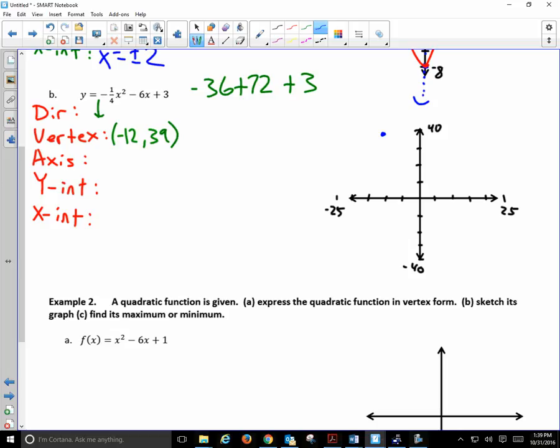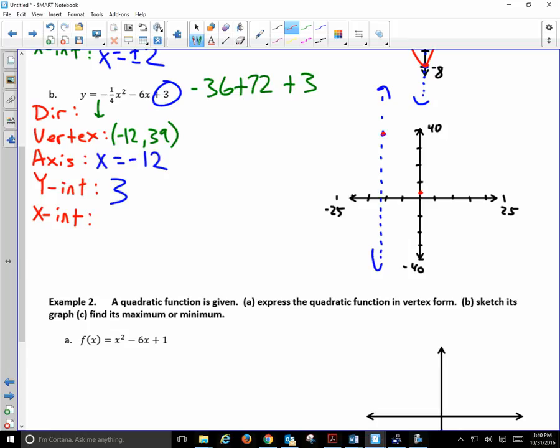Axis of symmetry. Equation for axis of symmetry. If you don't write the x equals, I mark it wrong because I'm a jerk. Y-intercept, 3. The y-intercept is always the constant on the end. 3. Stop laughing, Jenna.